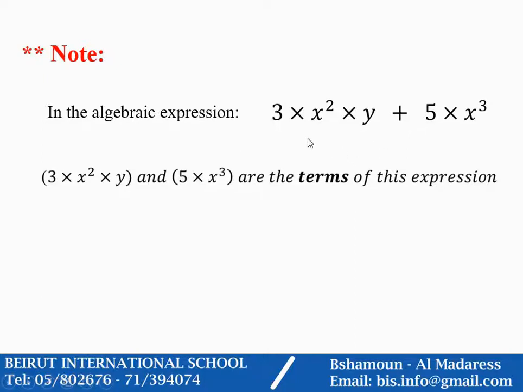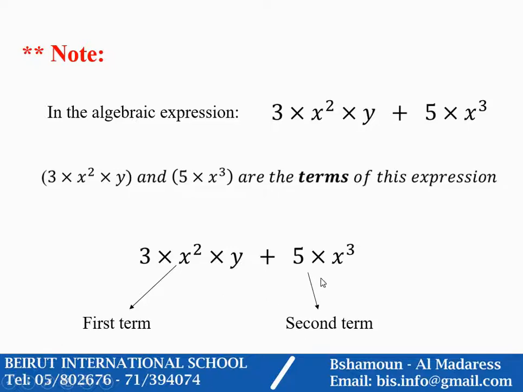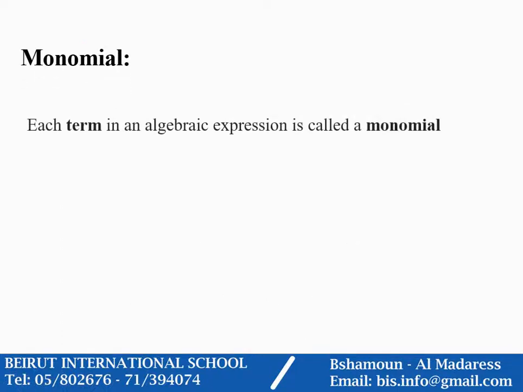So what is the operation that separates terms in an algebraic expression? The operations are plus and minus, and not multiplication nor divide. So this algebraic expression is formed of 2 terms, the first one and the second one. So 3 times x squared times y is called the first term, and 5 times x cubed is called the second term. So what is a monomial? Each term in an algebraic expression is called a monomial. The word monomial is formed of 2 words, mono, which means one, and nomial, which means term. So monomial means one term of an algebraic expression.